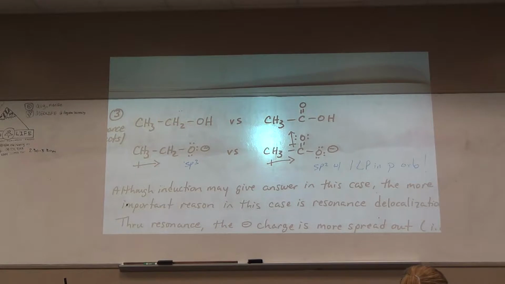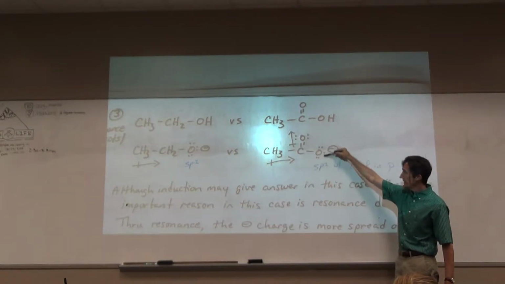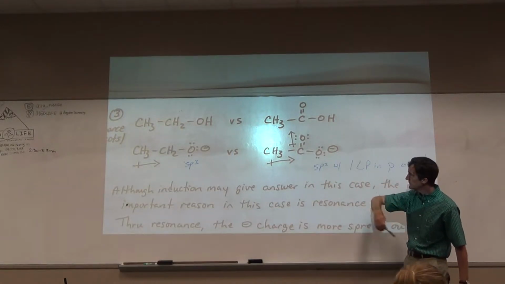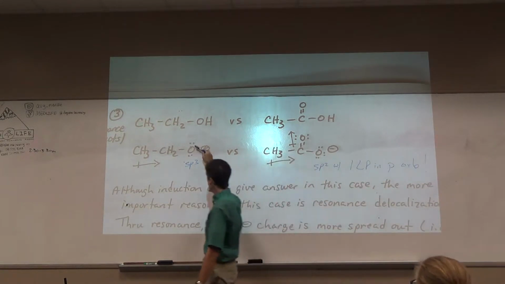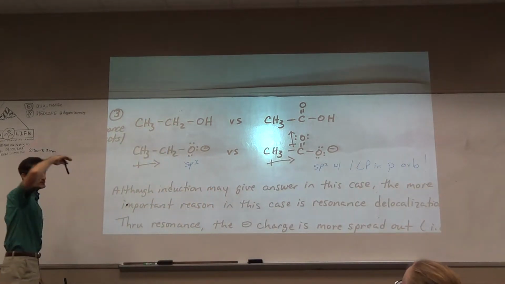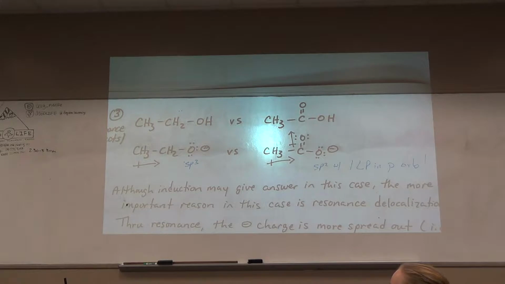And that's the stabilizing factor. That lone pair interacting with the neighboring p orbital leads to lots of stability, and it makes that anion more stable than the other anion. We say that this lone pair is delocalized, and we'll do more of that type of delocalization. This lone pair is not delocalized. All those lone pairs are just isolated on that oxygen.